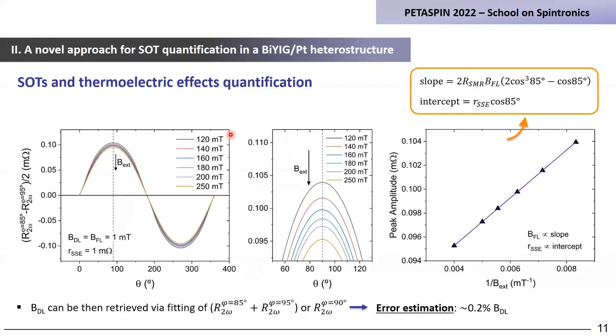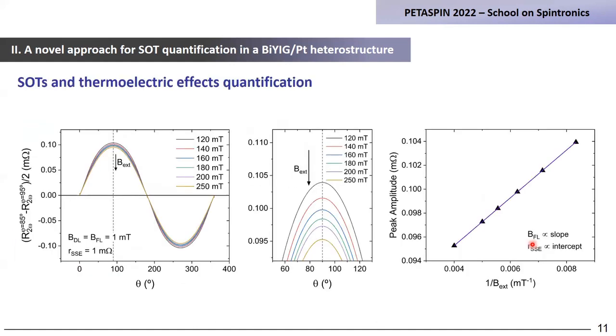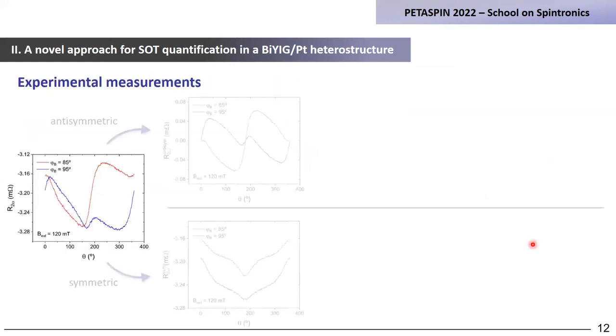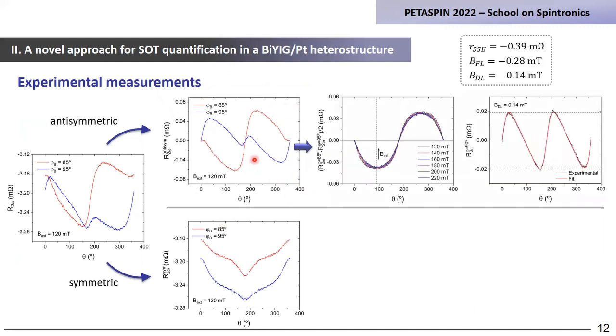If we go back to the symmetry of our spin orbit torques and ferrimagnetic effect, we see that all of them are anti-symmetric with respect to theta equals 180 degrees. So for further spin orbit quantification, we will only focus on the anti-symmetric component. By using the previous methodology that I just explained, these are the typical values that we obtain for the field-like, damping-like torque, and the spin-Seebeck effect coefficient.